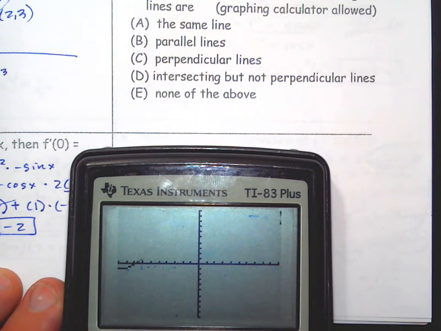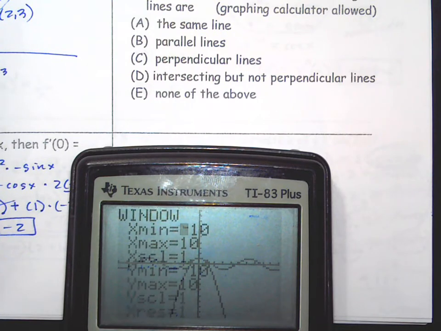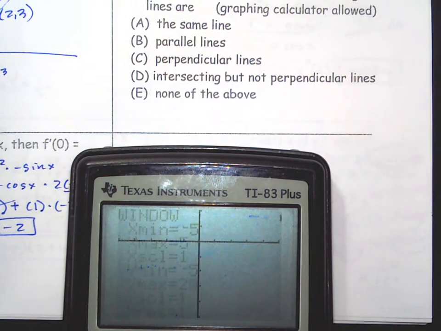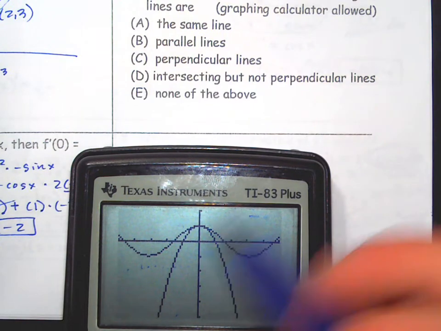Graph it. So there's the cosine curve, no surprises. There's the upside down parabola, so it makes sense, right? It's an upside down parabola shifted up 1, so it hits right up there at the top. If we wanted, we could make the window a little better. Say -5 to 5, -5 to say 2, get a little closer view of it if you want. Do you think the parabola is going to cross that cosine curve any other time? Nope.